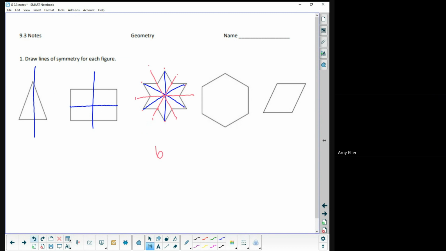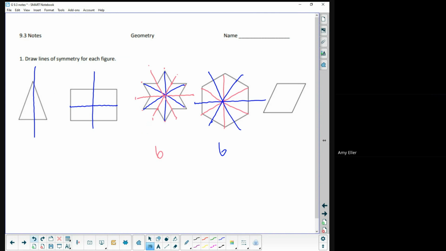This hexagon here, 1, 2, 3. Those kind of line up or match. And then I also have, if I go from the center here to the center here, picture that folding on that blue line. That would match up. And then I'm just going to kind of follow that pattern. Here's another one that also has 6 lines.